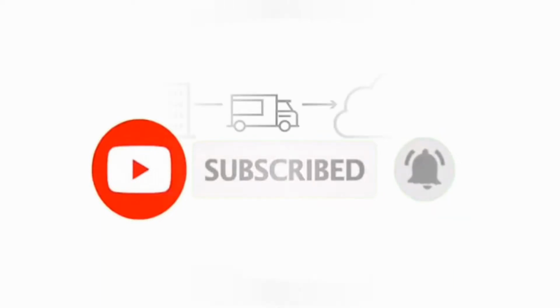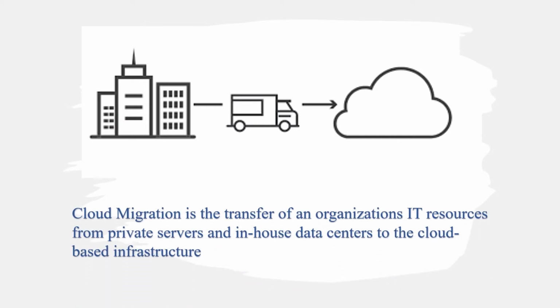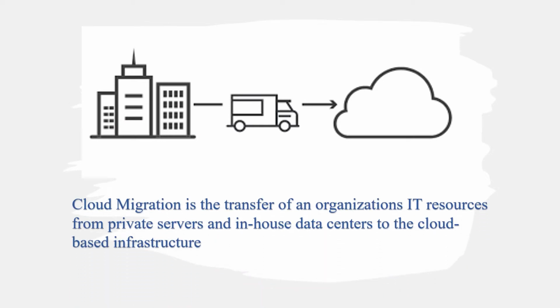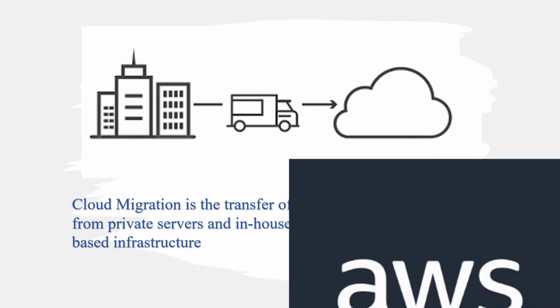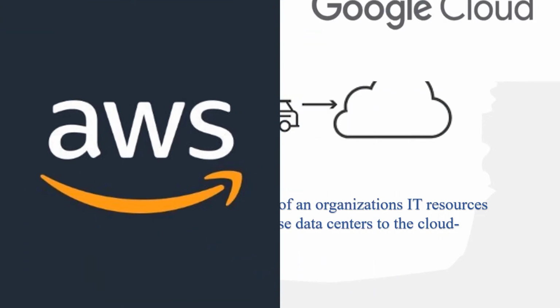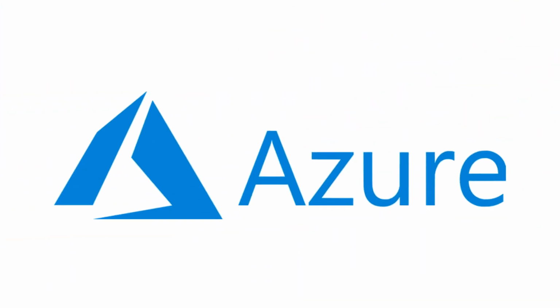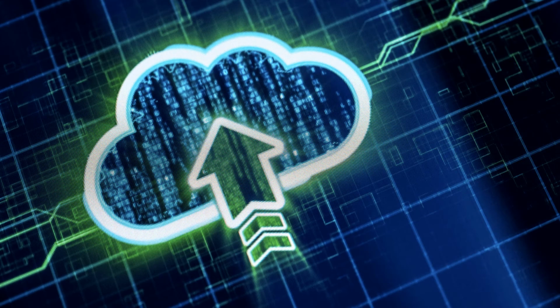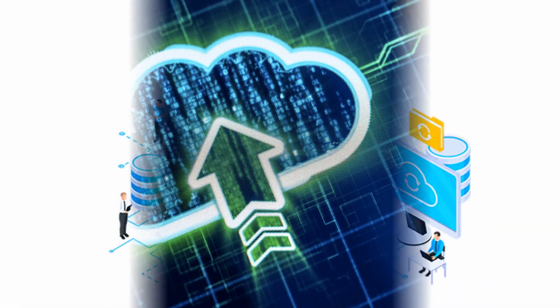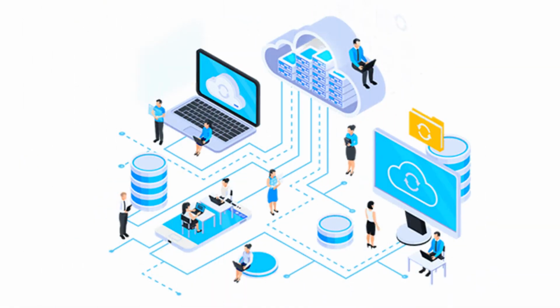Cloud migration is basically the transfer of an organization's IT resources from private servers and in-house data centers to a cloud-based infrastructure. This cloud-based infrastructure can be provided by a public cloud service provider such as AWS, Google Cloud, or Microsoft Azure. Some businesses choose only to migrate a portion of their IT resources, such as the software or the database, to a public cloud host while maintaining private cloud for their internal activities. But some others tend to migrate their whole system into a cloud platform.